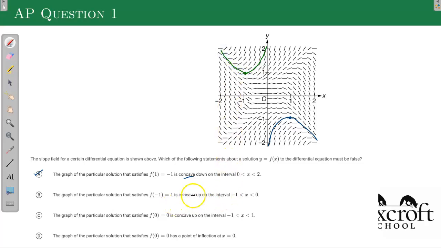Is this graph concave up from negative 1 to 0? Yeah, it looks like it's concave up, so that one also looks like it's right. And we get lucky, the last two both have to do with 0, 0.